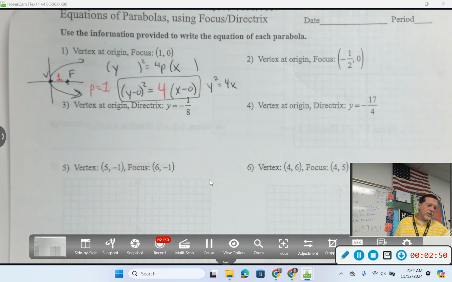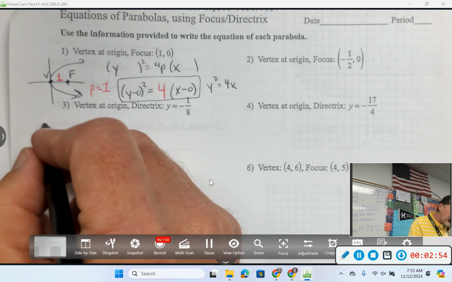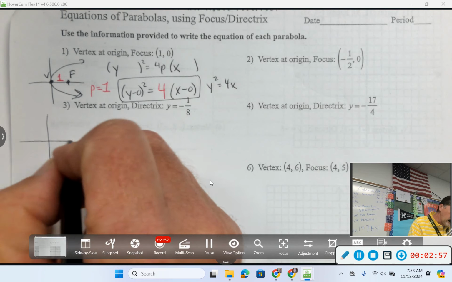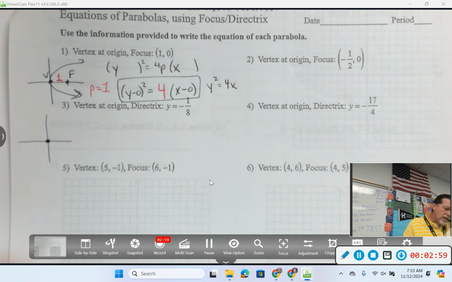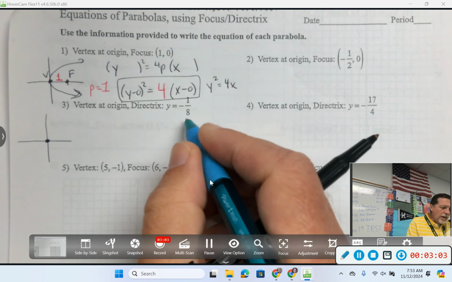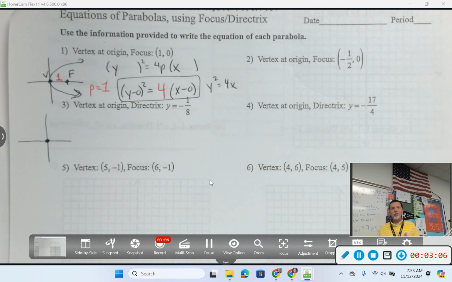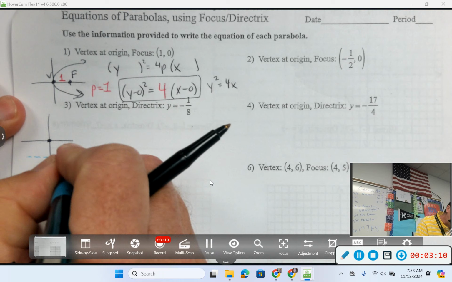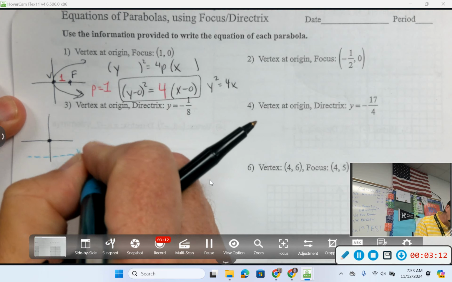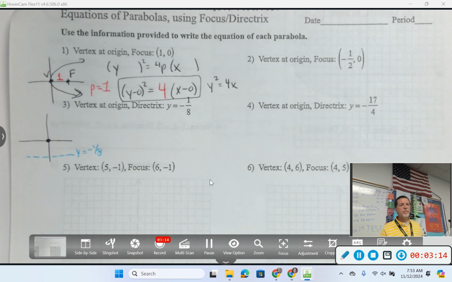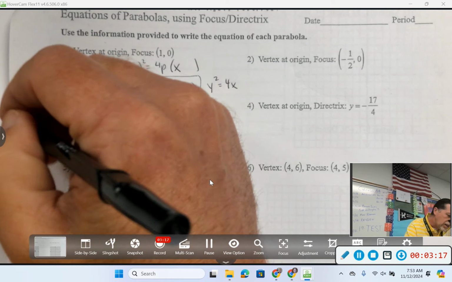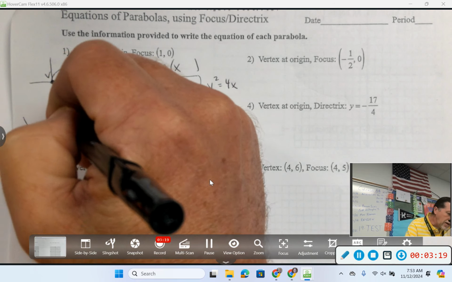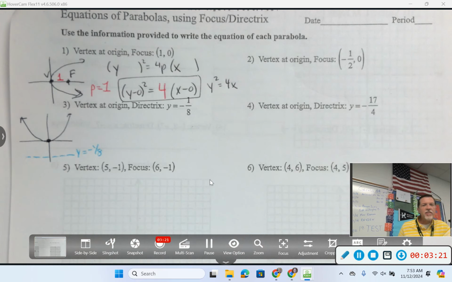Okay. Let's do number 3. It's got a fraction in there. Vertex at the origin. Okay, so they're still being kind to us with our vertex. Directrix at y equals negative 1/8. Okay, that would be a terrible thing to have to graph on our standard graph paper, but we're just trying to get a feel for this. So we can just put it right there and not have to worry about our scale. So it opens up. Wide or narrow doesn't really matter because this is just to help us visualize things.